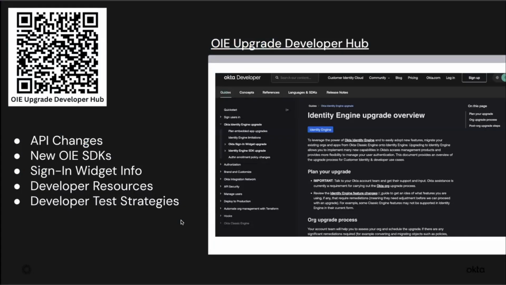We have a developer hub, the OIE Upgrade Developer Hub, that talks in more detail about more developer-centric changes, API changes, new OIE SDKs, sign-in widget information, other developer resources, and developer-specific test strategies.